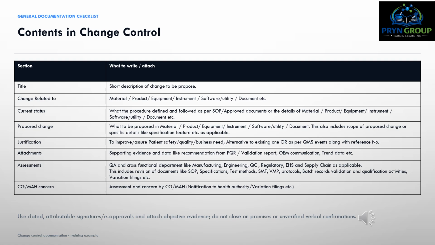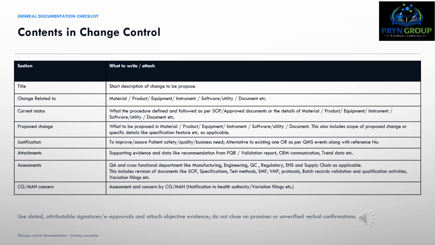The same is applicable for the instrument. And software upgradation or purchase of new software like QMS software, training management system, document management system, etc. Then changes related to the utility: increase in capacity, specification, safety features, etc. This also includes the scope of the proposed change or specific details like specification features as applicable. Based on the actual details, we have to define the proposed change. It should be clear and precise for the understanding and clarity of the assessor or the auditor.